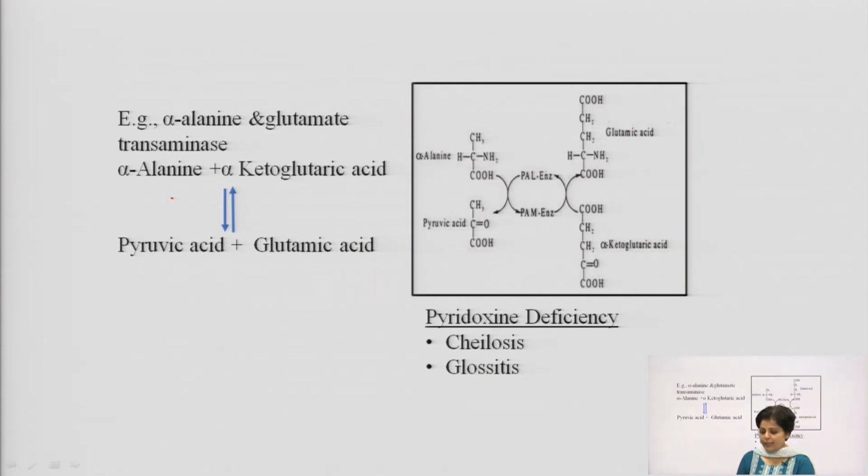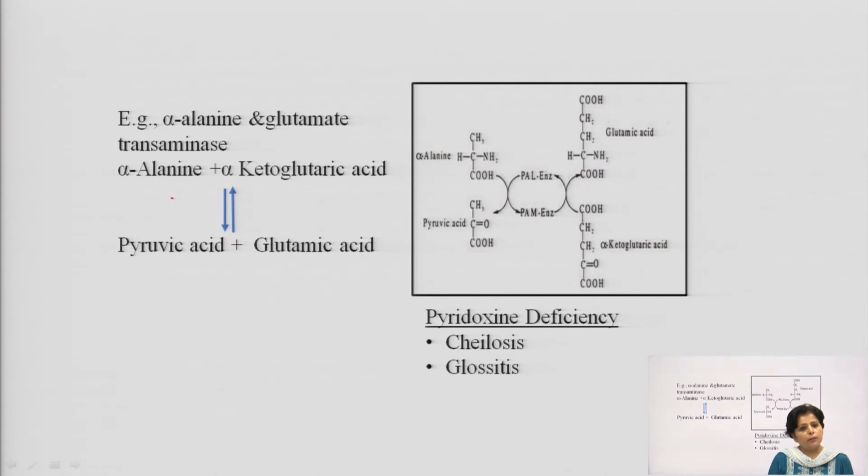Now what is the deficiency of this? Pyridoxine deficiency, and pyridoxine deficiency will cause cheilosis and glossitis. Glossitis, infection of the tongue, or we can say throat, or swollen or inflamed throat or tongue.